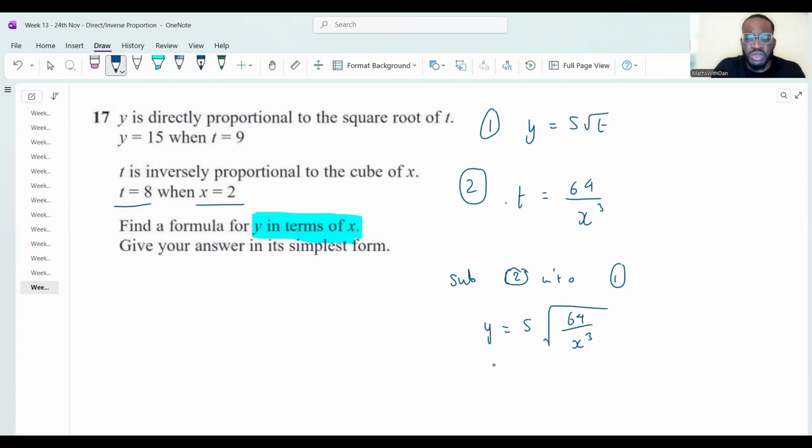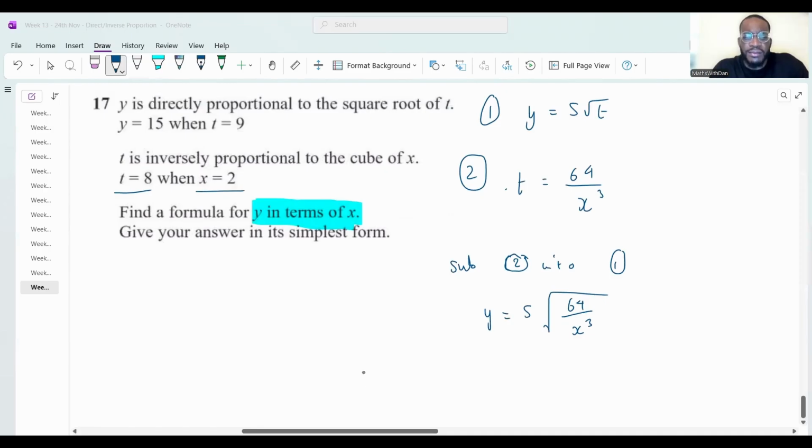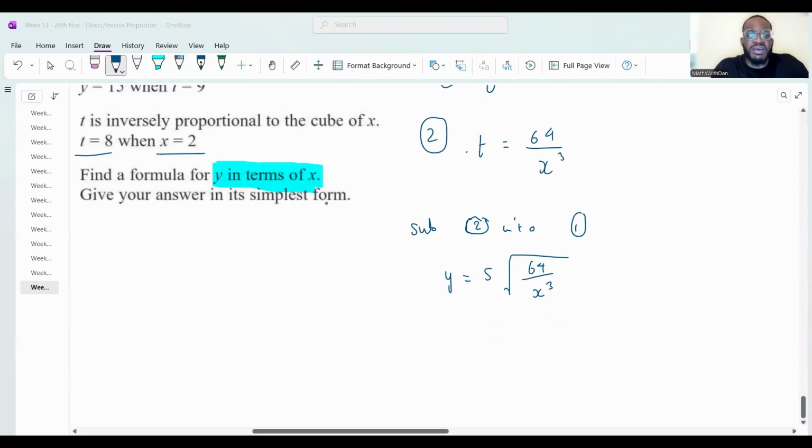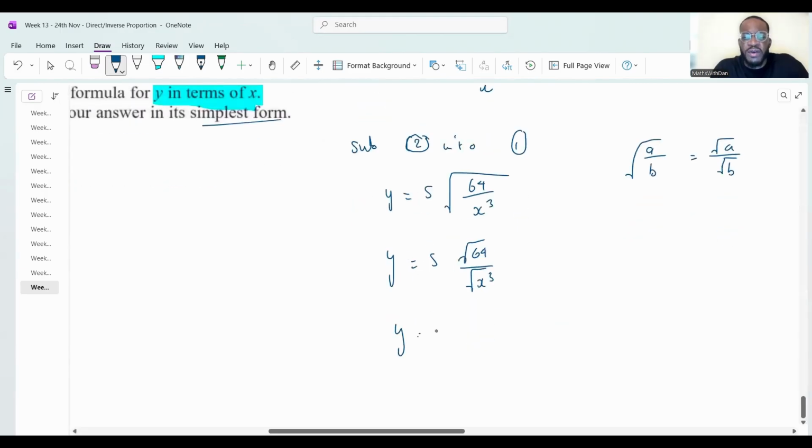Is everybody happy with that just before I continue? And now this is good because it says find a formula for y in terms of x. Y is now in terms of x. However, it does say give your answer in the simplest form. So how do we do that? Well, I've got a fraction with a root. We can use our surd laws. The square root of a divided by b is the same as the square root of a divided by the square root of b, which means I can write this as y is equal to 5 and then root 64 over root x cubed. Now, the numerator you should recognize: the square root of 64 is 8. So it's just 5 times 8 over root x cubed.